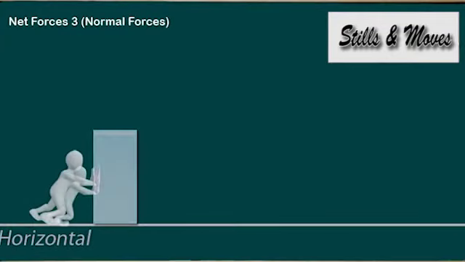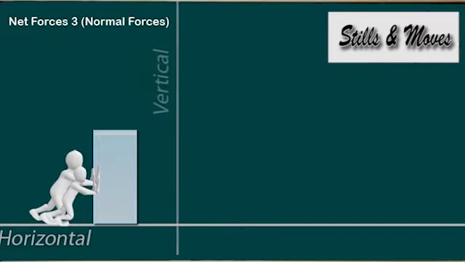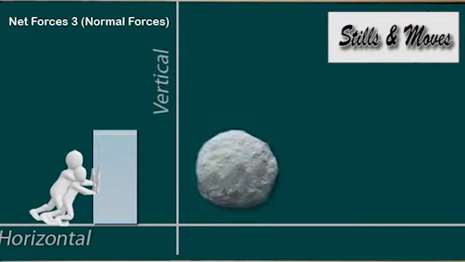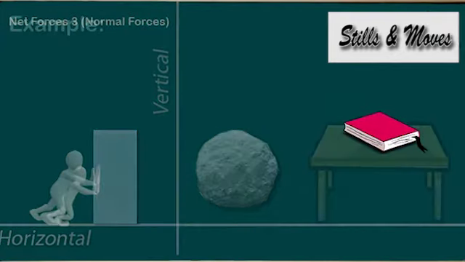At this point, we're getting pretty good at drawing free body diagrams and determining net forces. We first worked on horizontal surfaces, then we learned how to do vertical situations where the objects were falling. In this tutorial, we're going to consider vertical situations again, but in this case, the objects aren't falling.